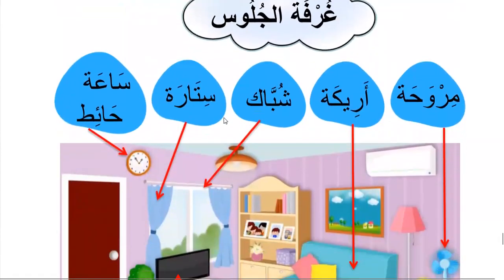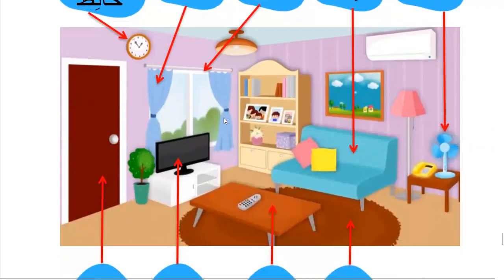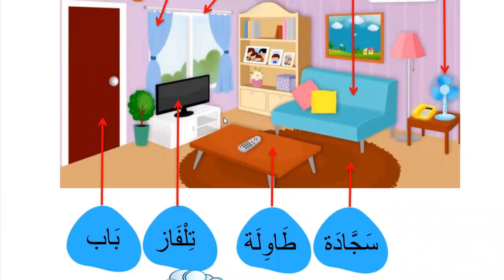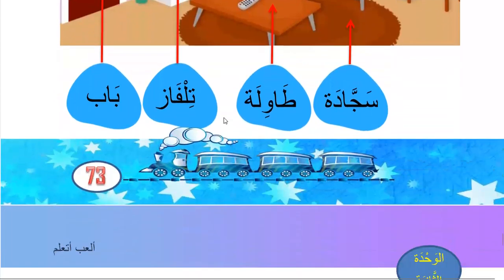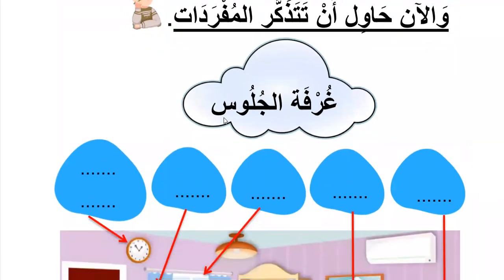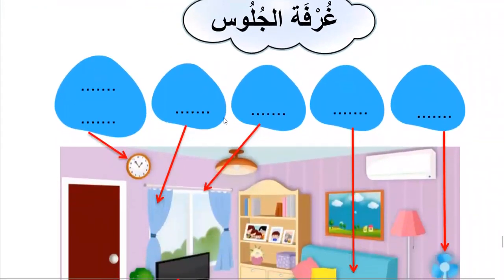Mirwaha, fan. Arika, sofa. Shubbak, window. Sitara, curtains. Sa'atu hait, wall clock. Sajjada, rug. Tawila, table. Tilfaz, TV. Bab, door. Now try to remember the vocabulary. Latifa, what is Ghurfatul Julus? Ghurfatul Julus, living room. Good.